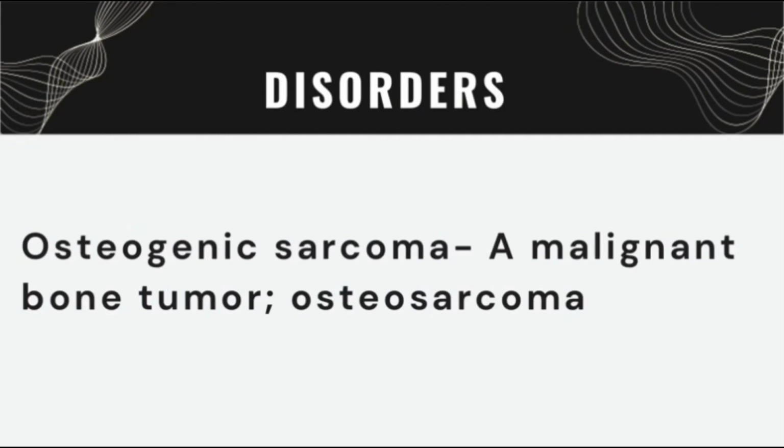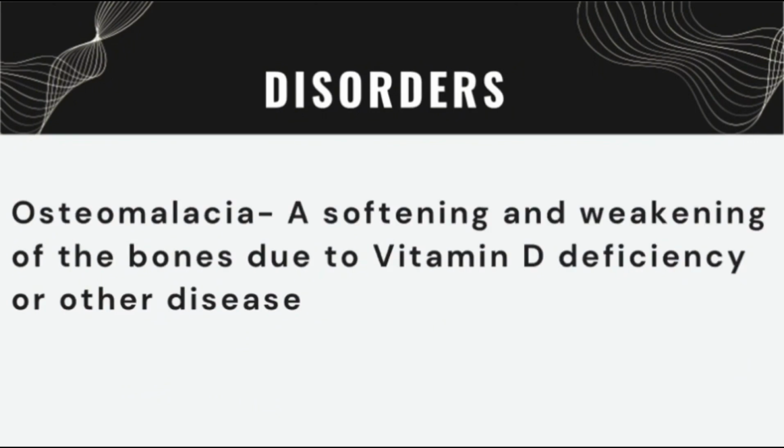Typically, it starts in areas where the bone is growing quickly, such as near the ends of the leg or the arm bones and often near the knees and shoulders. When older adults develop osteosarcoma, it typically happens in the hips, shoulders, and jaw. Let us now proceed to the last topic, which is osteomalacia.